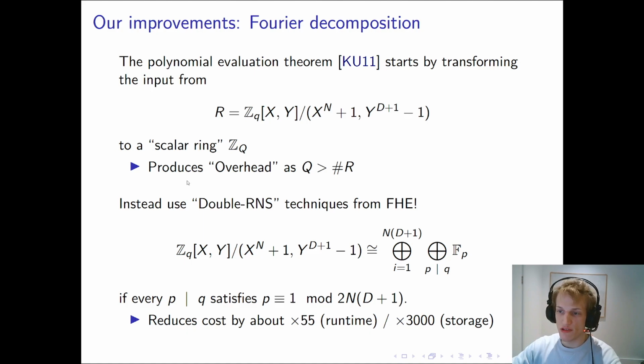But after all, we can't really decrease the size of the ring R, that's fixed. But we can eliminate this overhead caused by this transform. And if you apply it to the parameters I had on the previous slide, then it turns out that this improves the runtime by about a factor of 55 and the storage cost by about a factor of 3000.